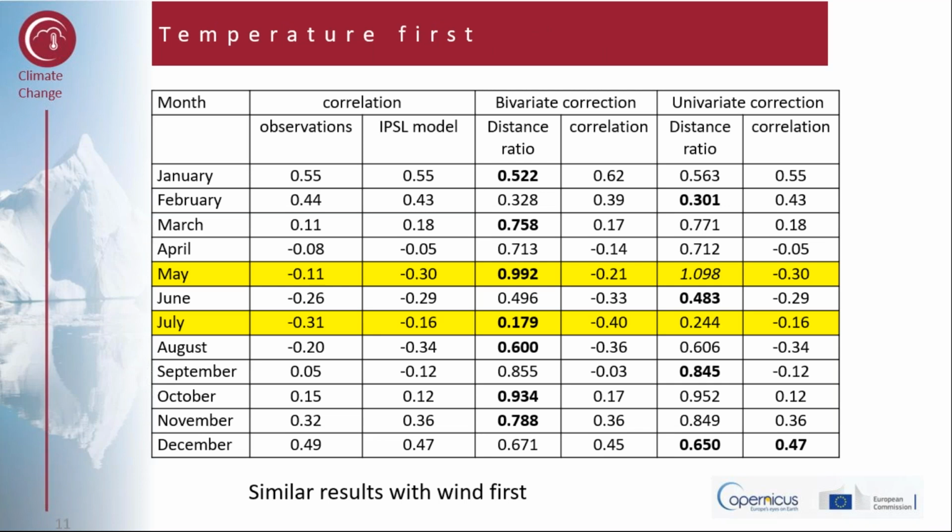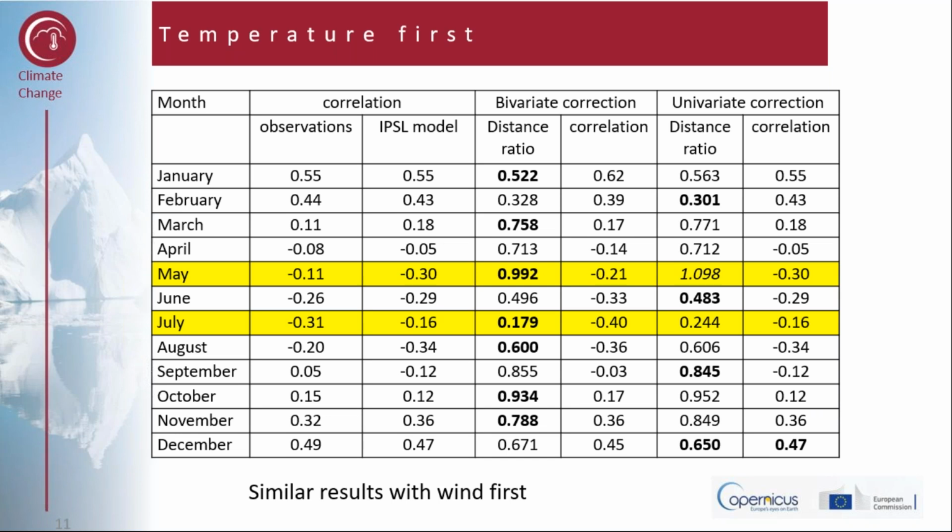So this table shows the results with first the comparison of the correlation given by the observations and the climate model. And for each type of correction, bivariate or univariate, it gives the distance ratio, that is the performance of the bias adjustment, and the correlation. And what we can see here is that globally, in bold, we have the best distance ratio obtained by the methods. We can see that generally the bivariate correction performs better, or at least performs better for more months than univariate adjustment, but the differences are not huge. We don't have a real gain in the adjustment using bivariate correction.